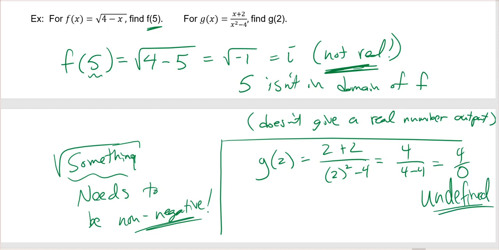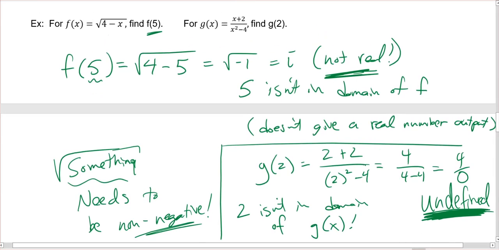Think about division, right? Does it really make sense to divide something into 0 parts? We can explain why we can't divide by 0 in a couple of different ways. But we know that we can't divide by 0, right? So well, we would say the same thing, right? This doesn't give us a real number, so we'd say 2 isn't in the domain of g.